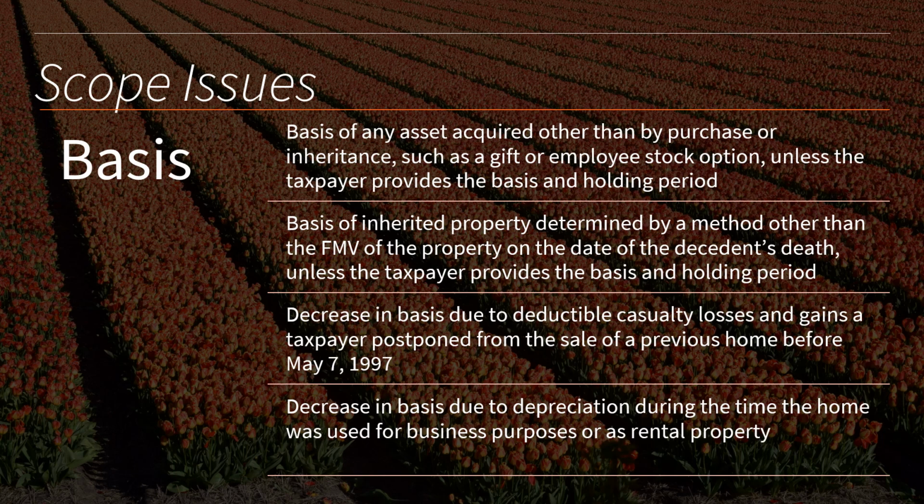If there were decreases in basis due to deductible casualty losses or gains that the taxpayer postponed from the sale of a previous home, or a decrease in basis due to depreciation during the time the home was used for business purposes or as a rental property. These are all situations that involve complexities that are out of scope for the VITA program.